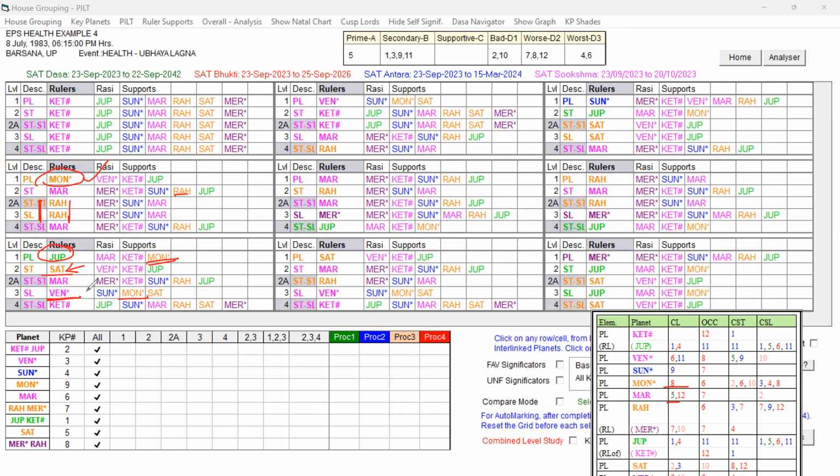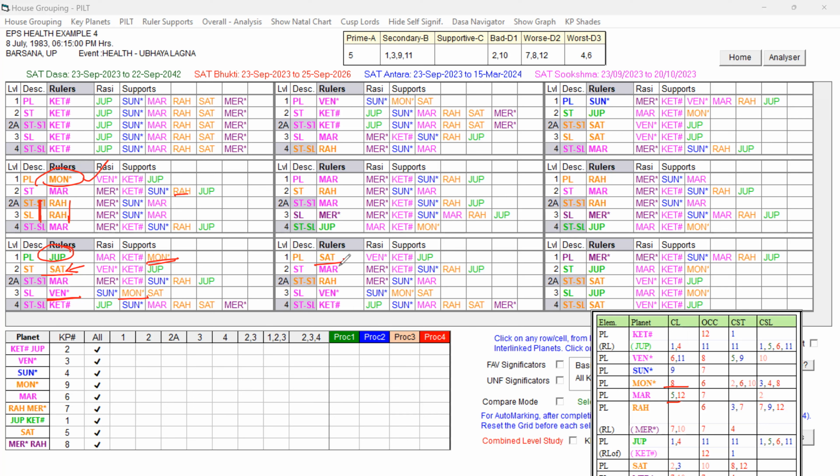And after Jupiter, Saturn Bhukti. Saturn Bhukti can give trouble during that Jupiter Dasa. Definitely Saturn Bhukti will give trouble during that Jupiter Dasa, because Jupiter is the unfavorable planet.